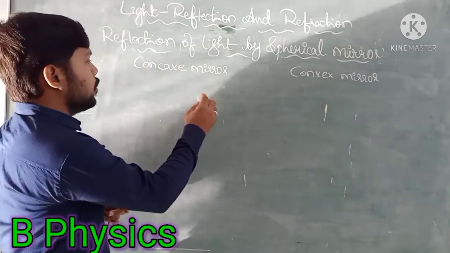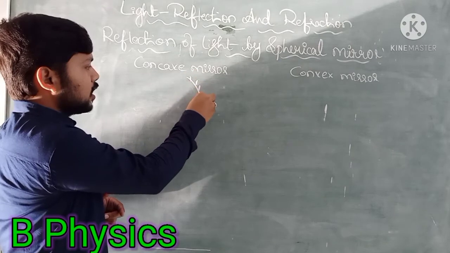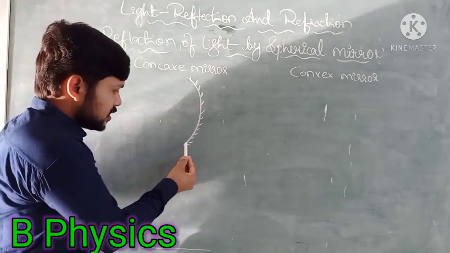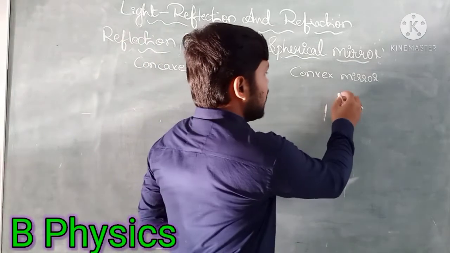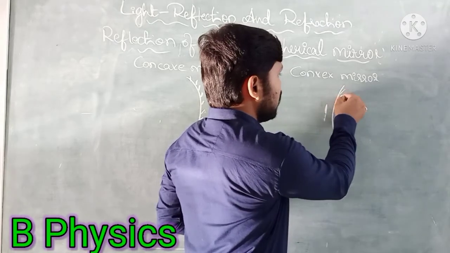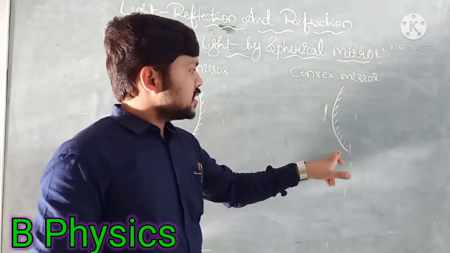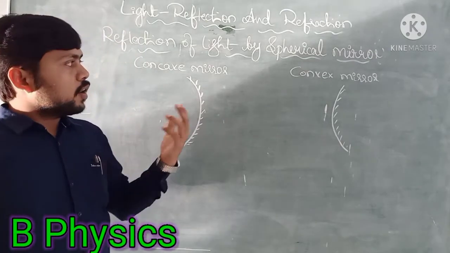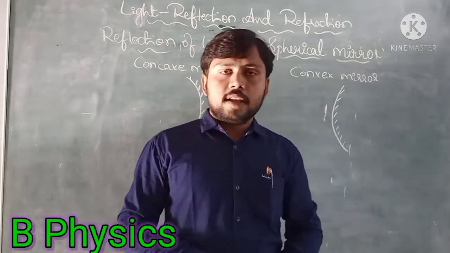What is meant by concave mirror? A concave mirror is a mirror whose reflecting surface is curved inward. See here, the reflecting surface is curved inward. So this type of mirror is called concave mirror. Similarly, a convex mirror is a mirror whose reflecting surface is curved outward. See here, the reflecting surface is curved outward. So this type of mirror is called a convex mirror. Here I can show these two types of mirrors.